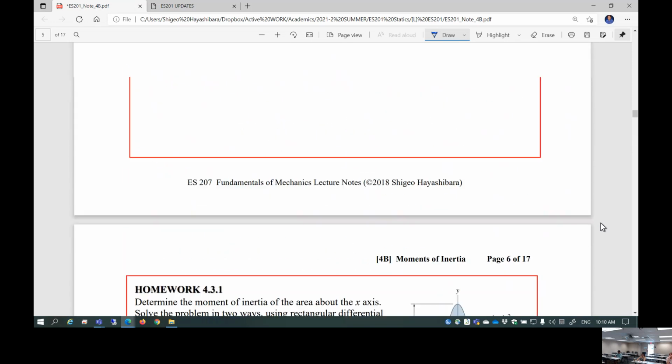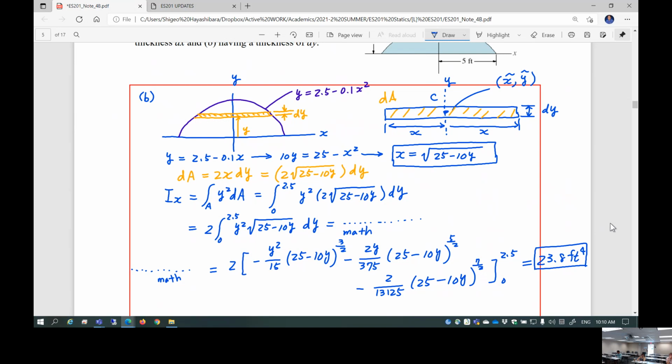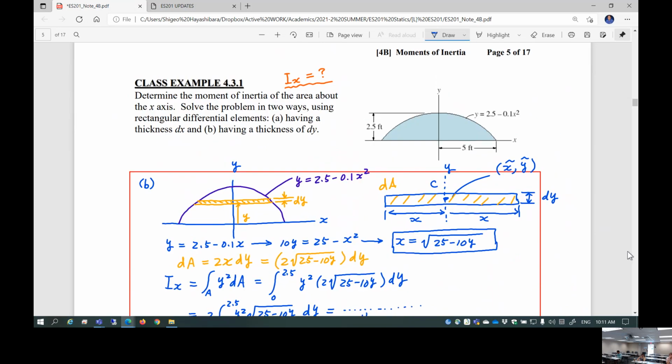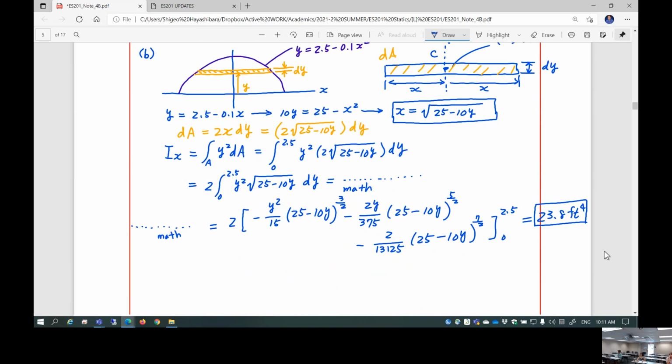Okay, let's just go back. Take a look at part A. Part A, determine the moment of inertia of this area about the x-axis. Solve the problem in two ways. Having a thickness of dx, let's just do it, okay?